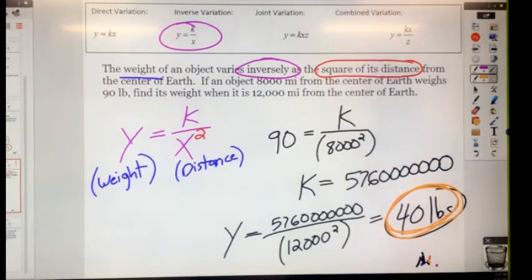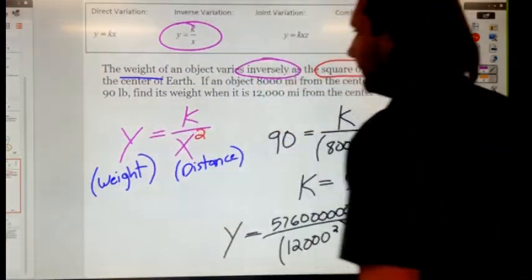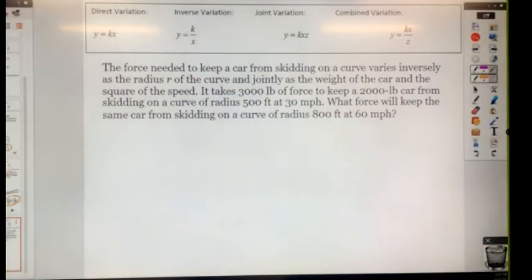All right, one more problem. This one's a doozy. The force needed to keep a car from skidding on a curve varies inversely as the radius of the curve and jointly as the weight of the car and the square of the speed. It takes 3,000 pounds of force to keep a 2,000 pound car from skidding on a curve of radius 500 feet at 30 miles an hour. What force will keep the same car from skidding on a curve of 800 feet at 60 miles an hour?